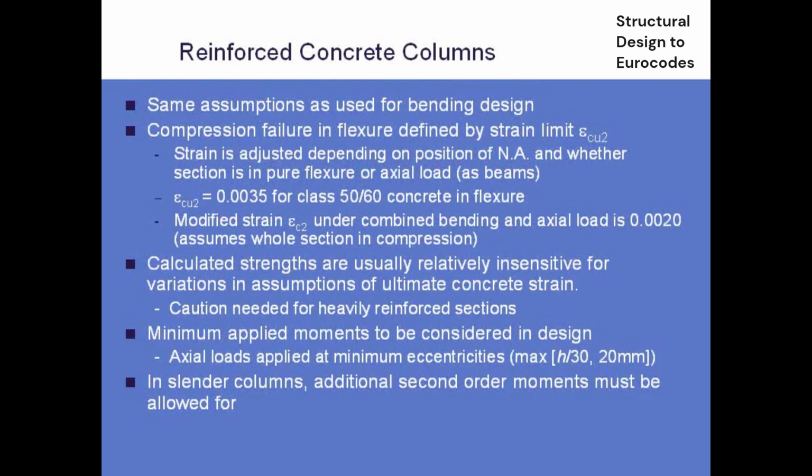Whatever bending effects we derive in the columns, we shouldn't take a moment that's less than that due to the minimum eccentricities given here. So we should at least consider an eccentricity of 20 mil or height over 30 as an eccentricity in load position. That's in addition to the eccentricities from overall column lean that we talked about. So you'd have to add that in as well. But generally that's pretty small, as I said, for normal motorway bridges.